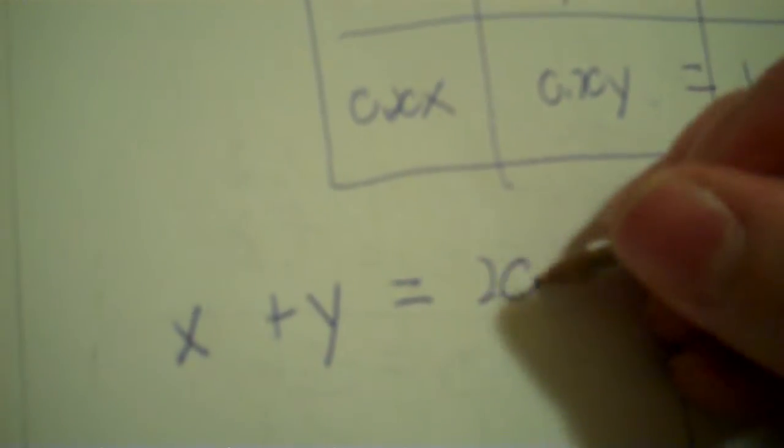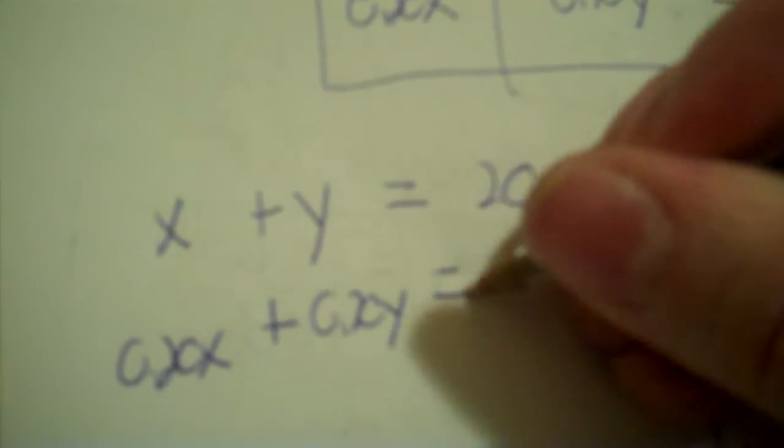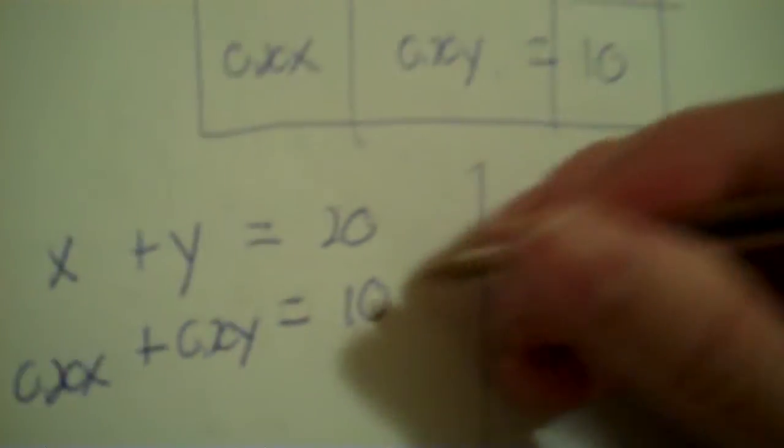x plus y equals 20, and then 0.20x plus 0.70y equals 10. Okay, so you need to multiply because you don't have the same coefficients. So you multiply by 0.20 here, by 1 here.